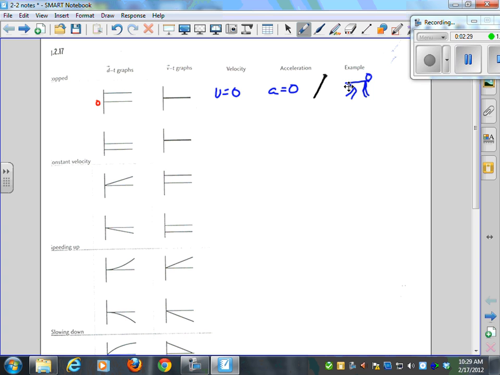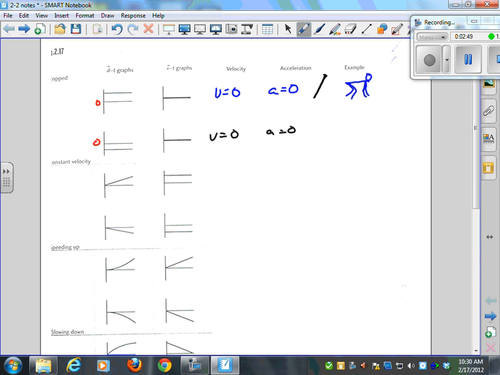Okay. Now, under stopped as well, you'll also notice that the next one here, stop, is exactly the same. The only difference is that the dt graph is below. The vt graph is still right on 0, meaning that the velocity is 0, the acceleration is 0.